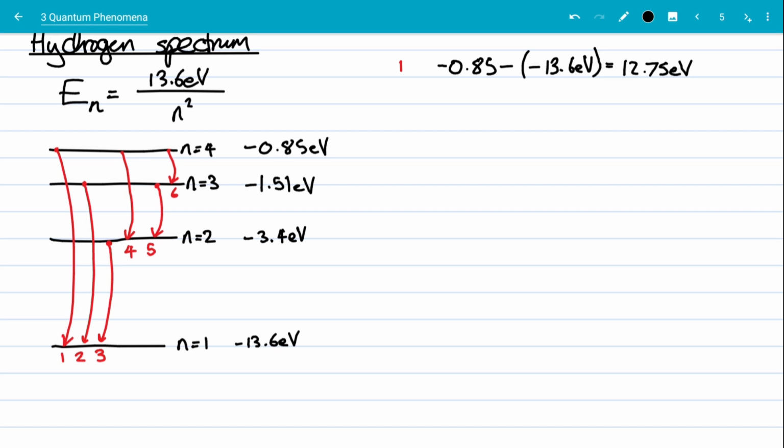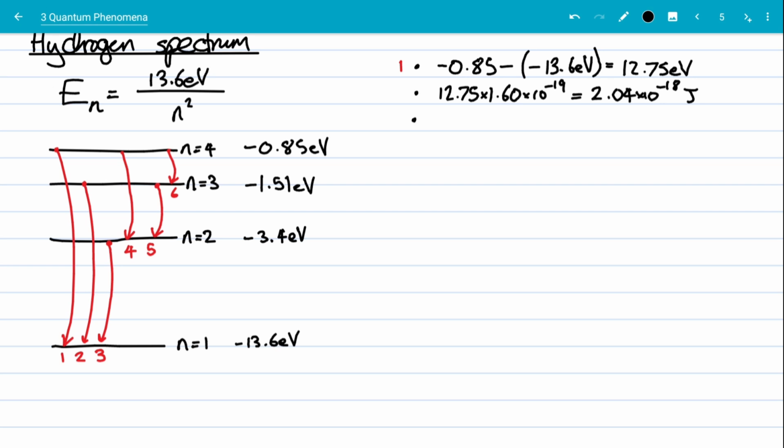Okay, well, let's convert that into joules by multiplying. 12.75 multiplied by 1.60 times 10 to the negative 19 is going to give us the same amount of energy in joules. That's 2.04 times 10 to the negative 18 joules. Okay, so that's stage 1, that's stage 2.